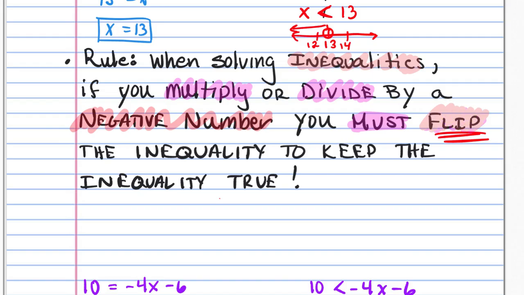Flip the inequality, and I should have added this, the inequality sign, to keep the inequality true. This is a must. If you need to pause the video to get that written down, write it down. And now I'll explain why this has to be done this way.